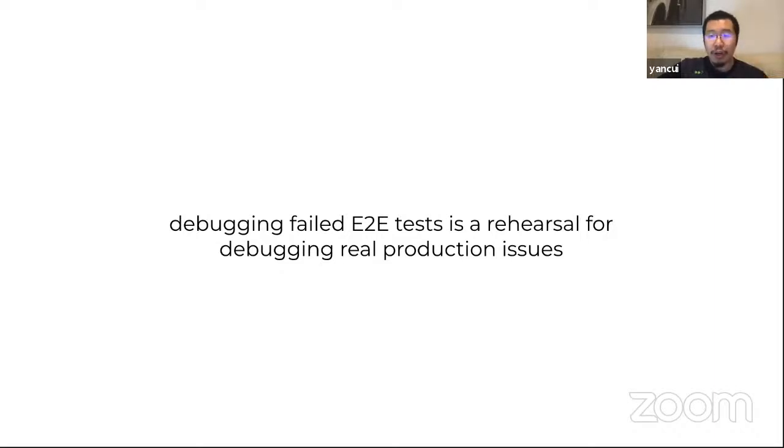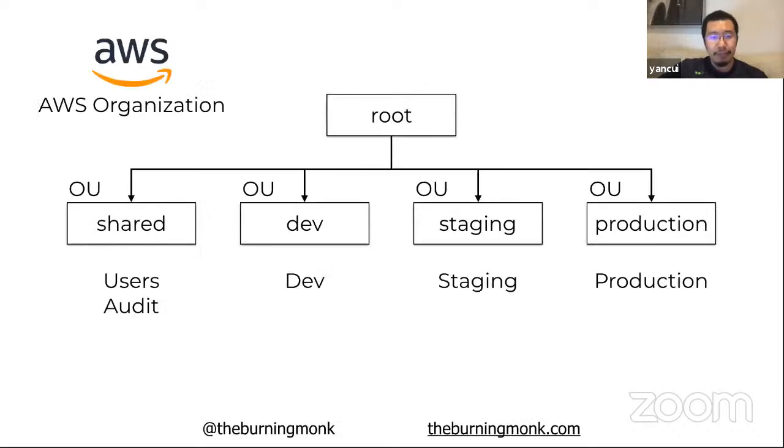Because if you're struggling to debug failures in a controlled environment like your end-to-end test, then you're going to have a much bigger problem when this thing is running in the wild. So don't optimize for your comfort with all these local simulators. It's a false sense of security.